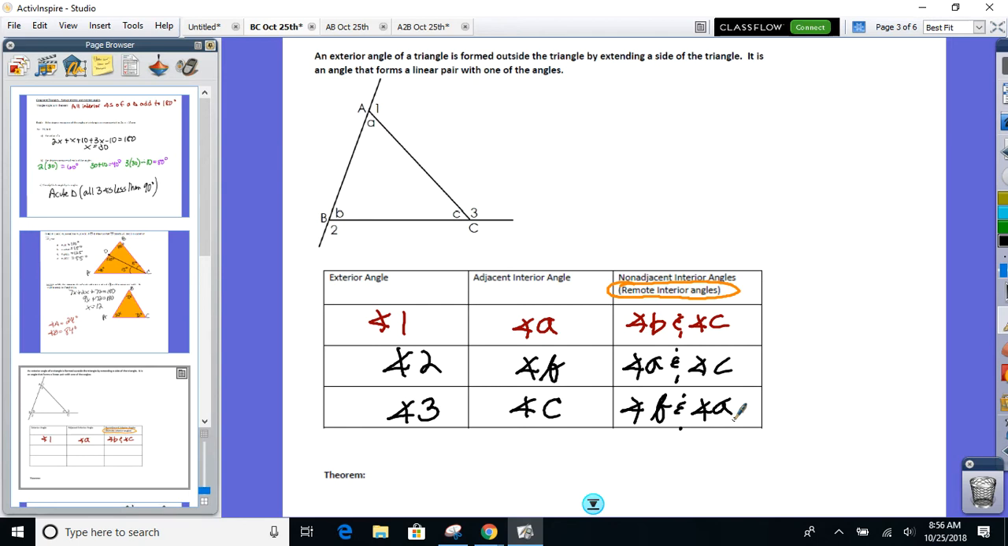Missing angle. 1, let's see, what is that? 2, that's 102, so that'll be 78. Okay, and up here, 30, yep.